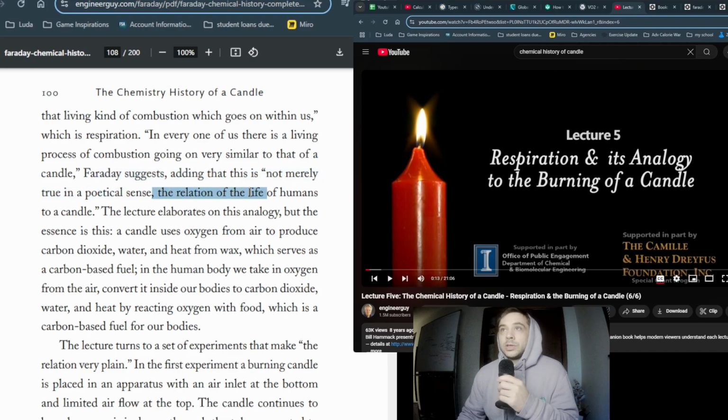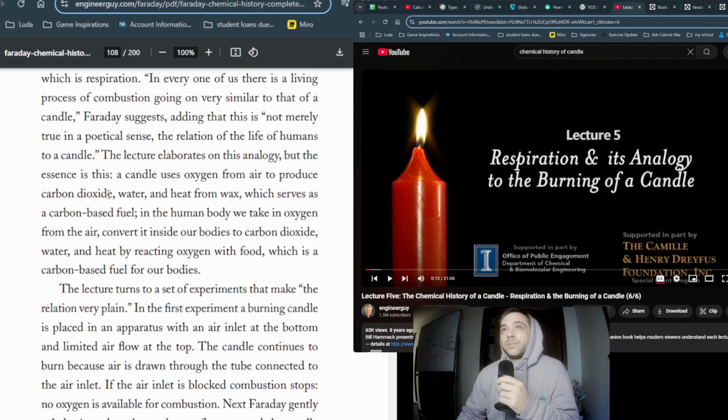The relation, we just went over that. That was why we just watched that video on cellular respiration. The relation of life of humans to a candle. No, it is just a poetic sense, honestly.